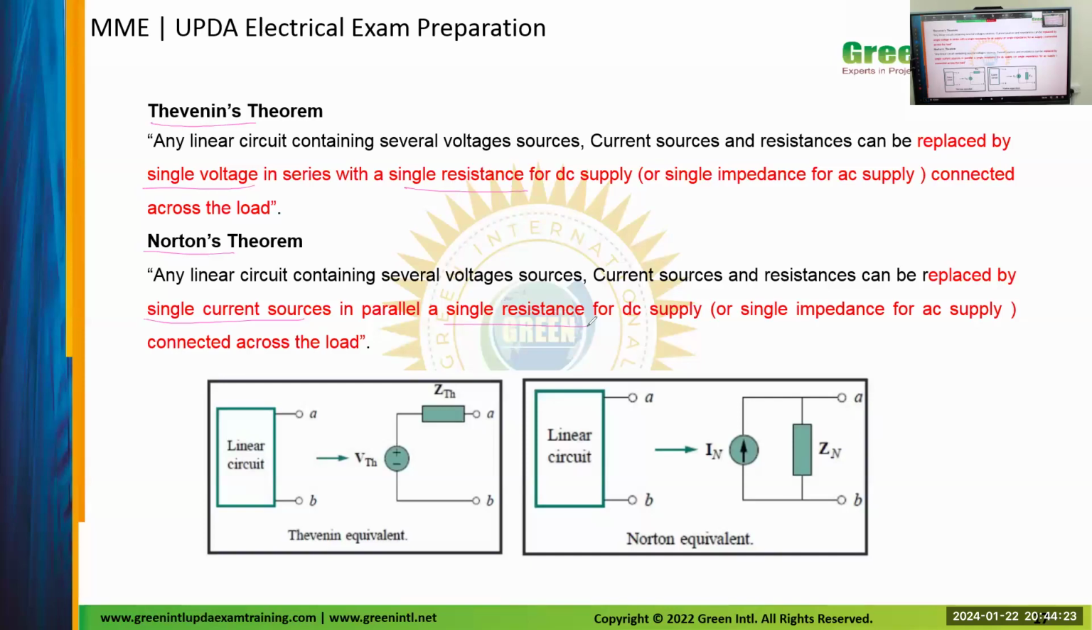And another important thing, this single voltage source and single resistance are connected in series. In the Thevenin circuit, the two are connected in series. In the Norton circuit, the two are connected in parallel. It is too important.